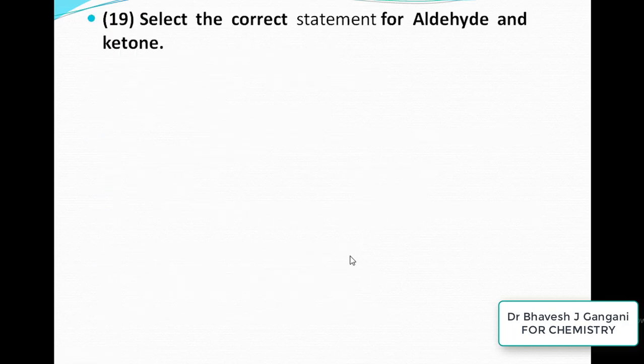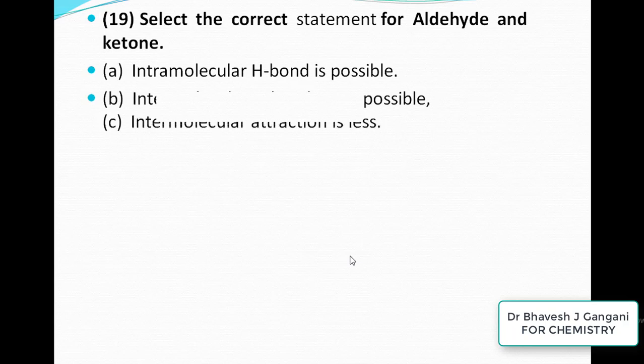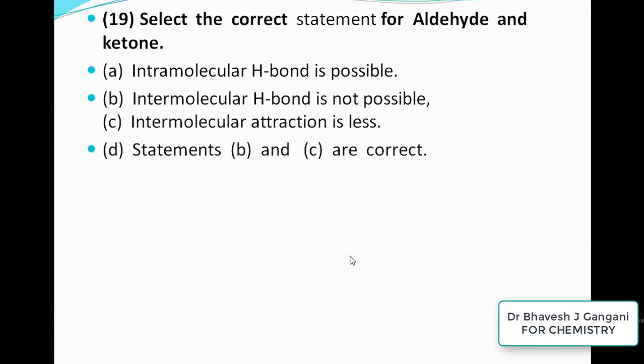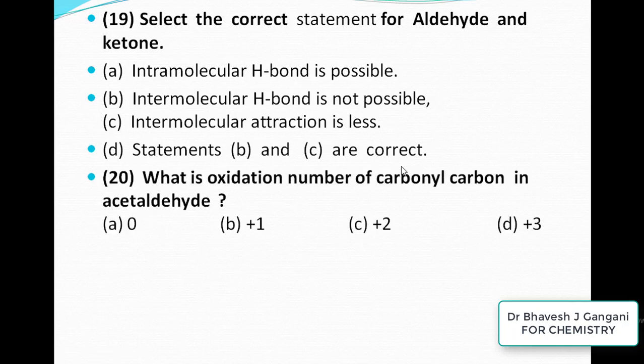Now question number 20. Select correct statement for aldehyde and ketone. What is the correct statement for aldehyde and ketone? You know very well, in aldehyde and ketone, intermolecular hydrogen bond is not possible. Intermolecular attraction is less. So answer of this question will be D, B as well as C. Now question number 20.